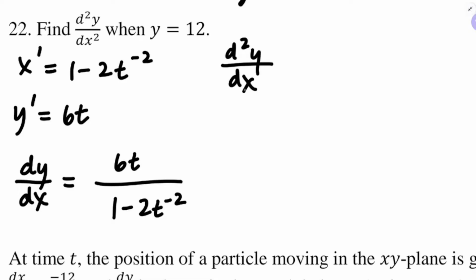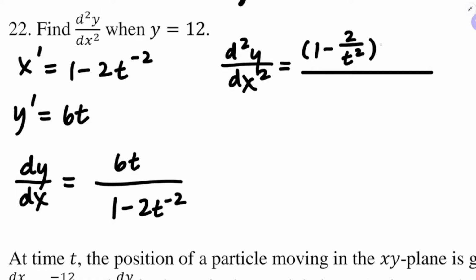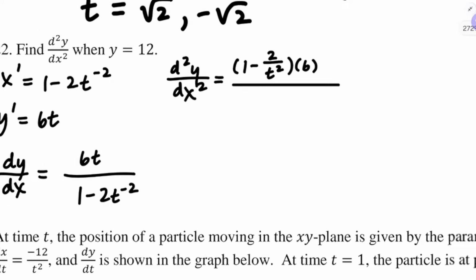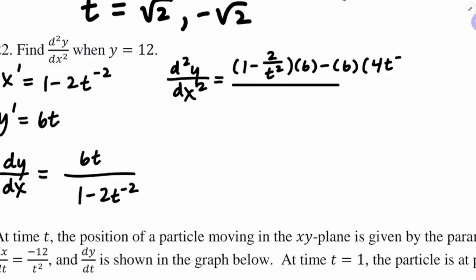So d2y/dx2 is going to be, first I take the derivative of dy/dx. That's going to be the bottom times the derivative of the top, minus the top times the derivative of the bottom, which is going to be 4t to the negative 3, all divided by the bottom squared, (1 minus 2 over t squared) squared.